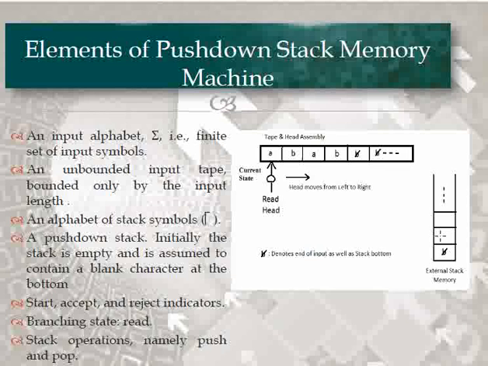So there are other states, like you have a start state, the accept state, and there is a reject state, all of which indicate whether the process has started, whether the string is accepted, or whether it is rejected. And then we have a branching state called read, and we have stack operations like push and pop.